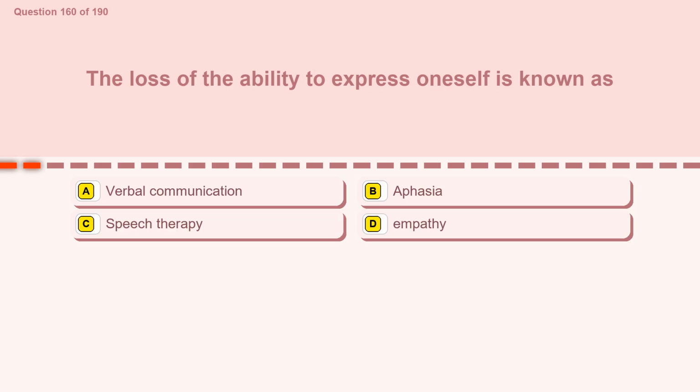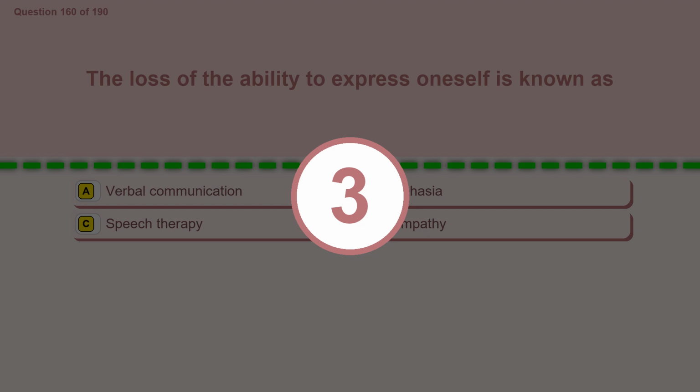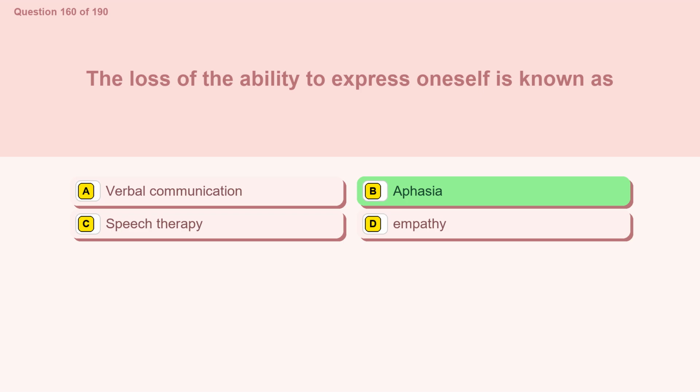Question 160. The loss of the ability to express oneself is known as: Option A, verbal communication. Option B, aphasia. Option C, speech therapy. Option D, empathy. The correct answer is option B.